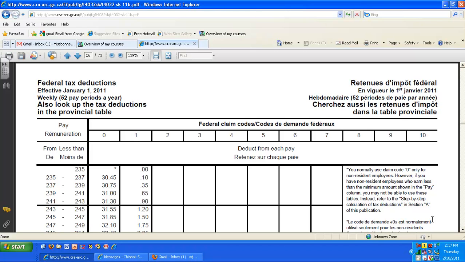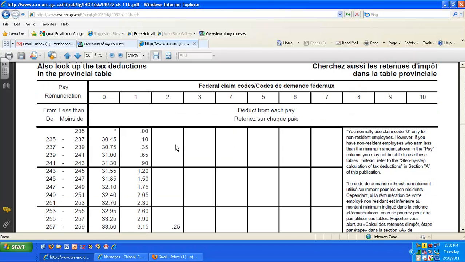Alright, here are our federal tax deductions. If you see in the top right hand, it says federal tax deductions, and it says weekly 52 pay periods per year. If we are net claim code 1, which was determined by our TD1 form, and we earned $256, we would go down and look for $256, go across our table until we're underneath the federal claim code number 1, and it shows that we're going to pay $290 in federal income tax.